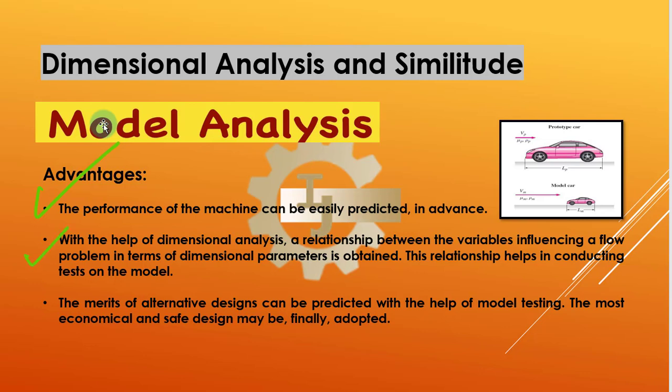Next, with the help of dimensional analysis, a relationship between the variables influencing a flow problem in terms of dimensional parameters is obtained. This relationship helps in conducting tests on the models. So by using dimensional analysis, we can perform the test on the model. And the merits of alternative designs can be predicted with the help of model testing. The most economical and safe design may be finally adopted. So by using various models, we can find which is the best model and we can finally choose our desired prototype.